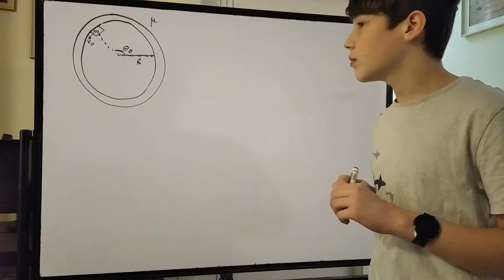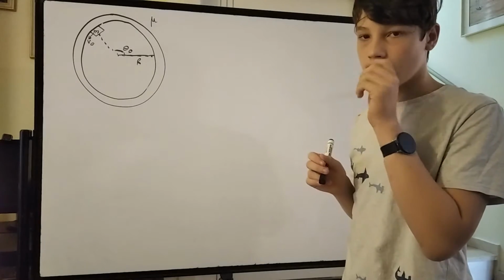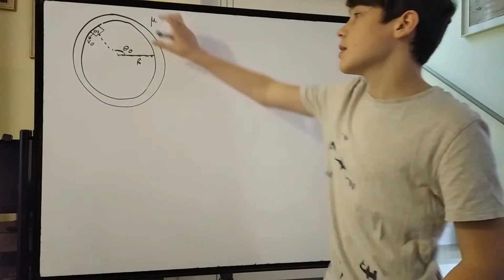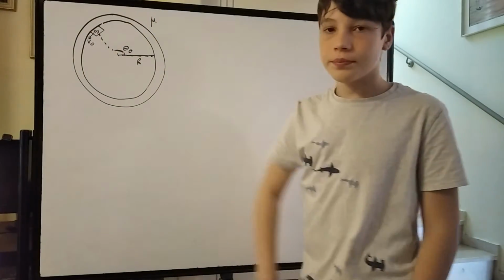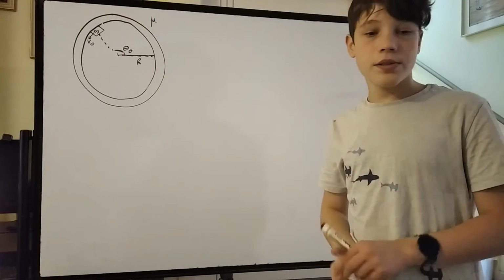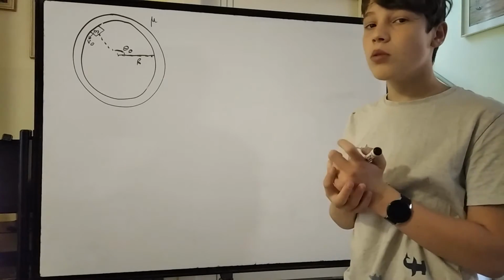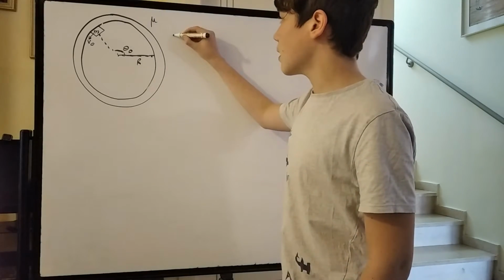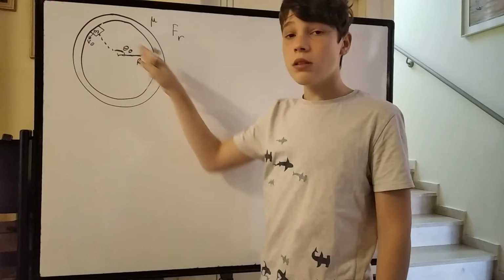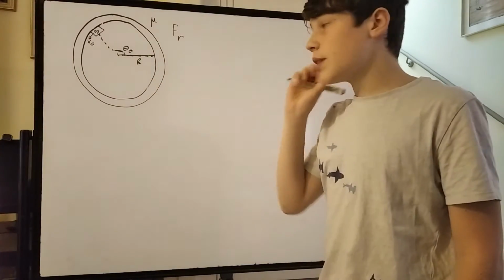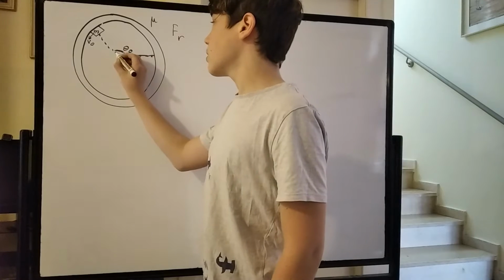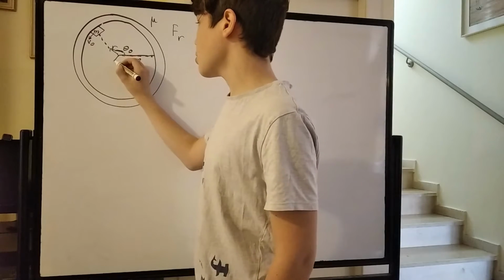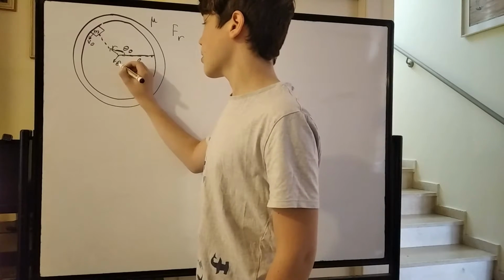So let's begin, and because this is a mass that goes in a circle, we're going to look at this problem in polar coordinates. So let's look at the forces in the radial direction, which is this direction, and then in the tangential direction, or the theta direction.